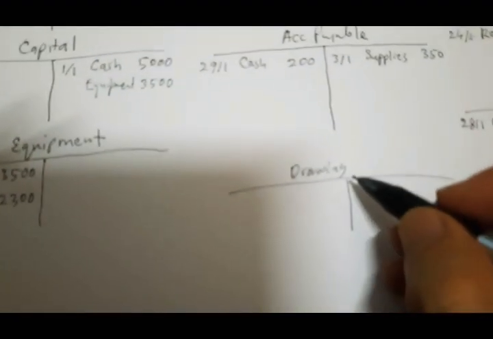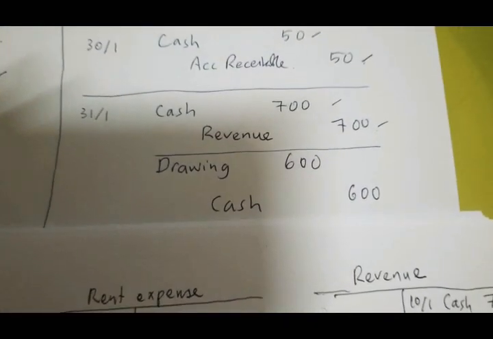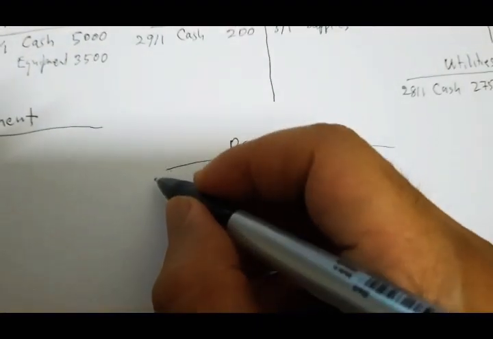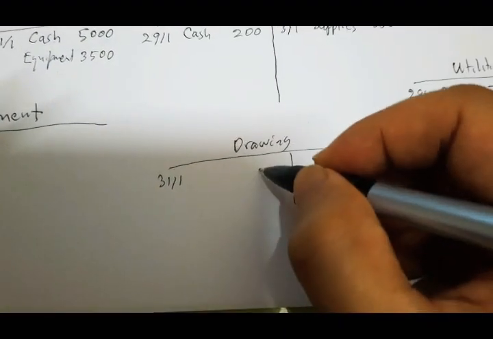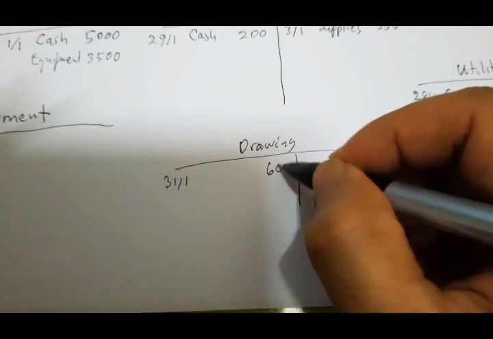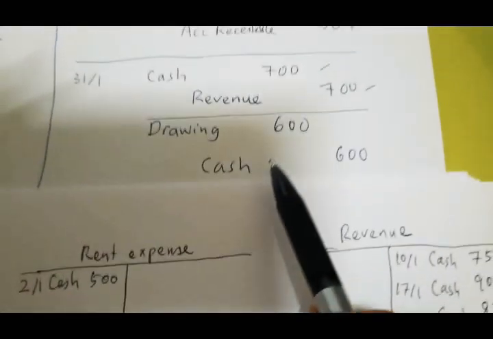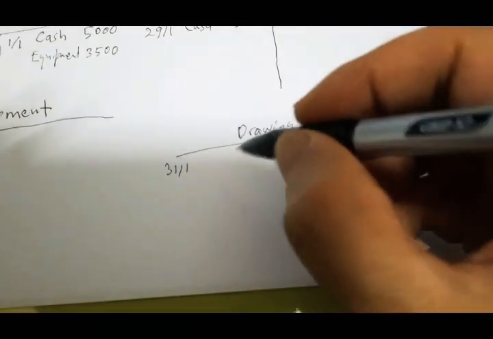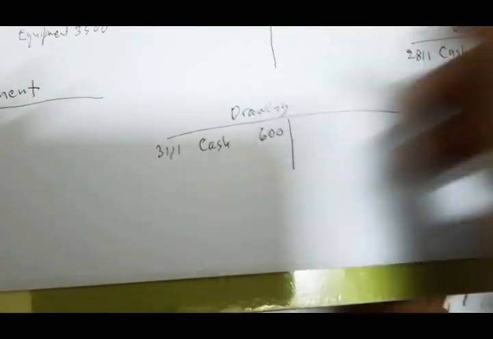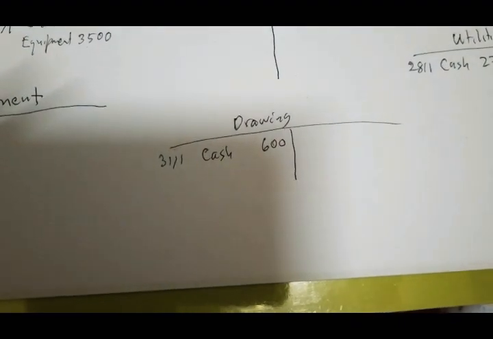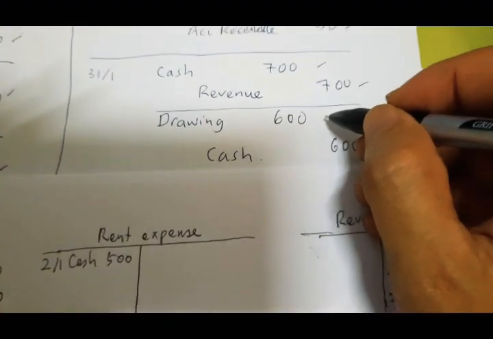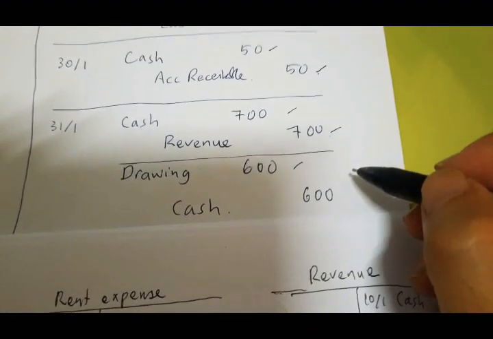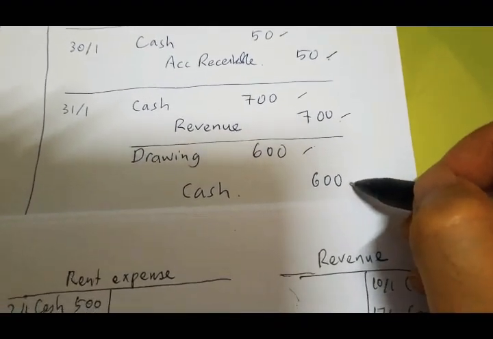Okay, this is account drawing. The transaction says that you debit account drawing 600. So drawing, 31st of January, debit drawing 600. Refer to which account? Refer to account cash. Okay, this is done. Now you transfer this entry into the ledger.